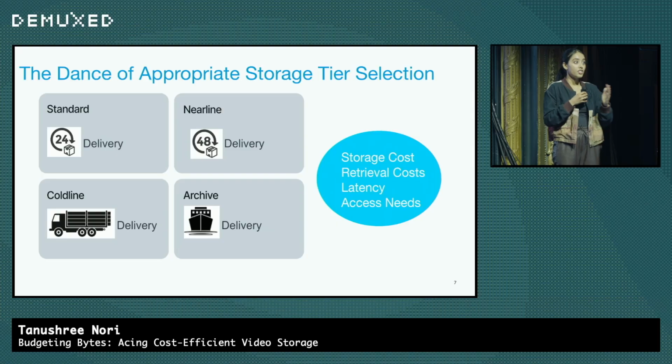So I've been referring to storage classes and storage tiers. I want to take a couple of moments to provide a primer or a refresher for those who are familiar. We'll be referring to GCS, Google Cloud Storage's storage tiers, for the rest of this talk. And GCS has 4 storage tiers: standard, nearline, coldline, and archive.